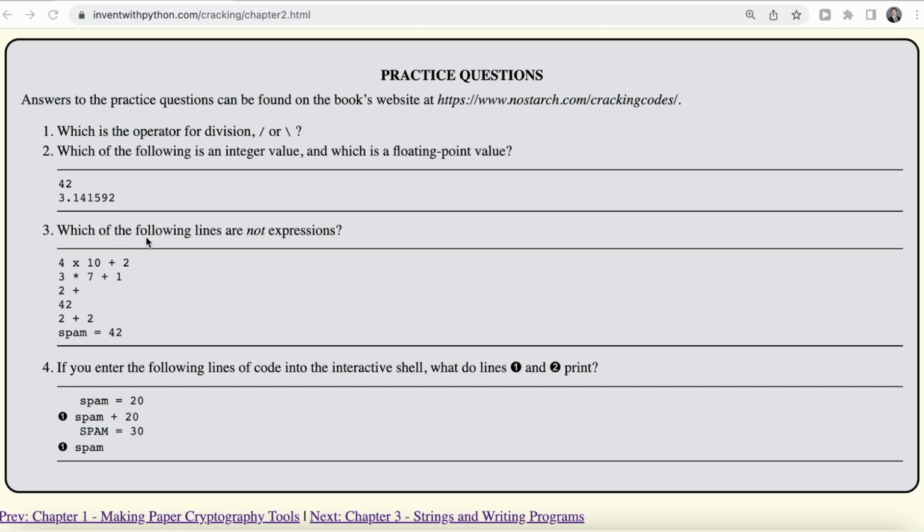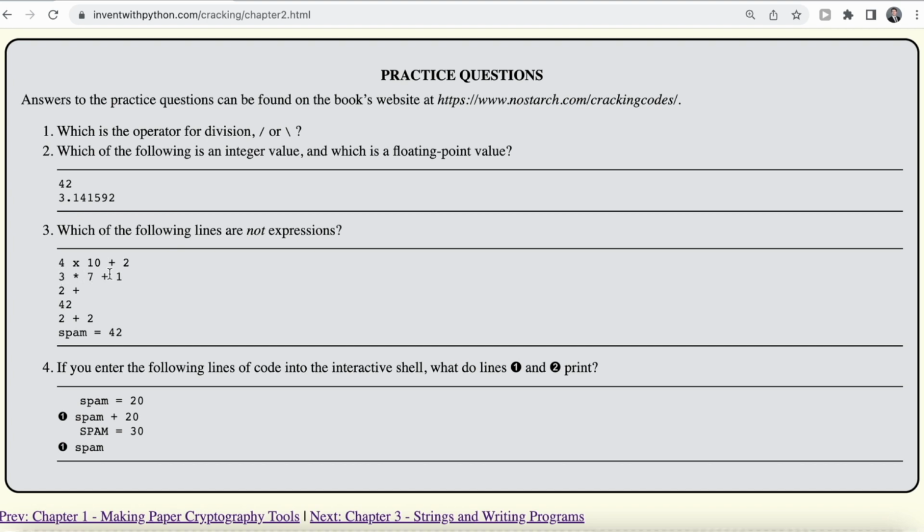Which of the following lines are not expressions? So we know that we have an operator, for example, plus, minus, times or divided, that we need two values associated with it. So if we have a look at that, we can already see that 2 plus is not a valid expression because we are missing the second value. And also if we look at the first line, we have 4x10. So the x symbol here is actually not the correct symbol for multiplication. That would be the asterisk symbol. So the first one is not a valid expression.